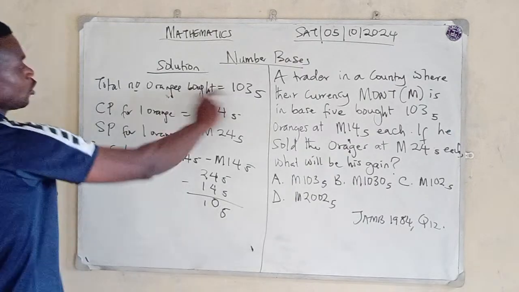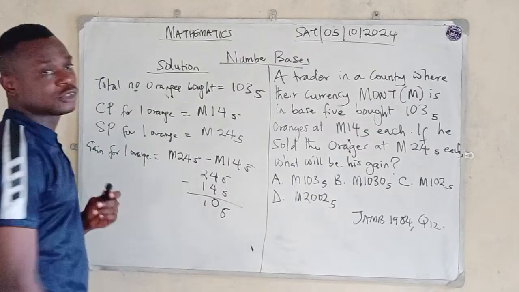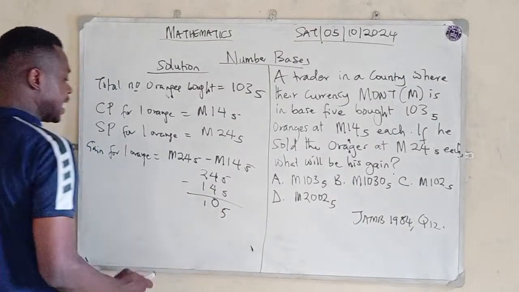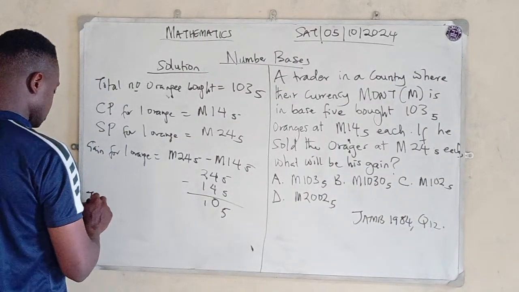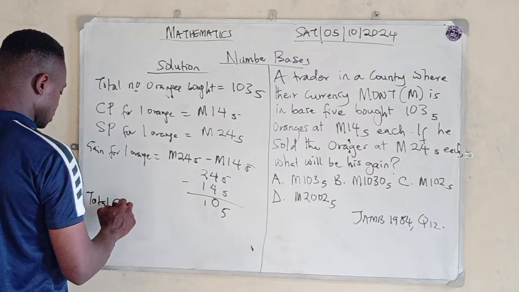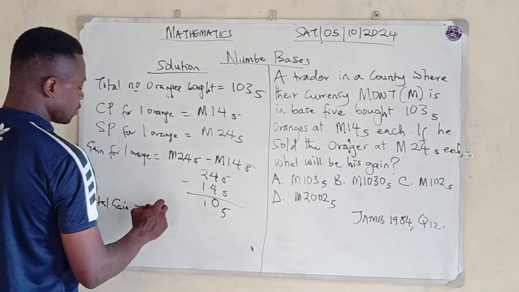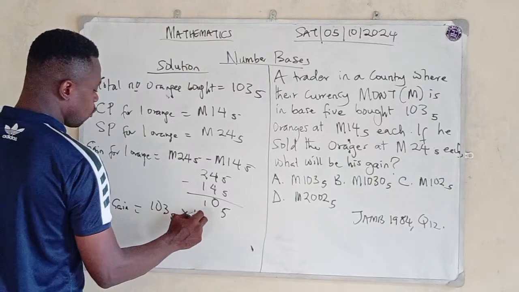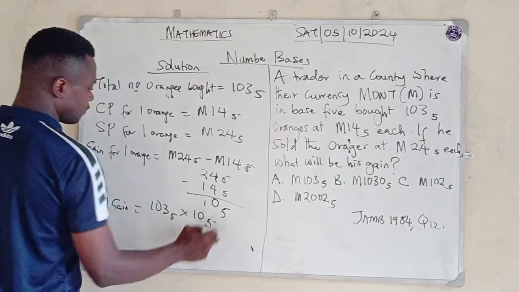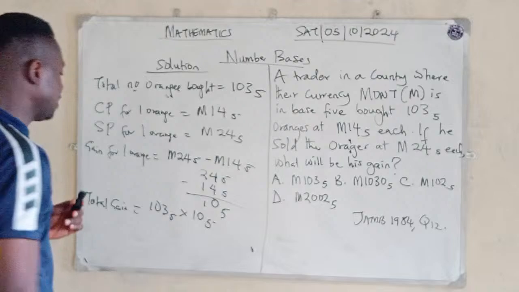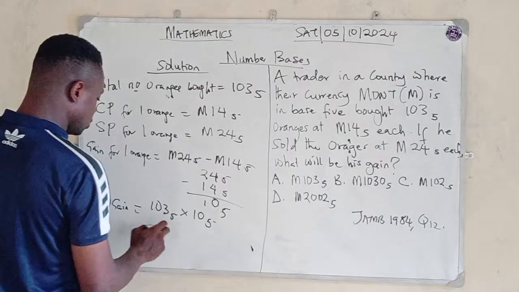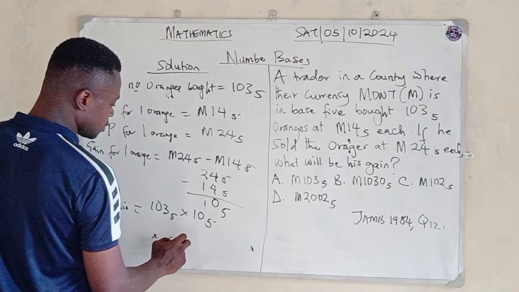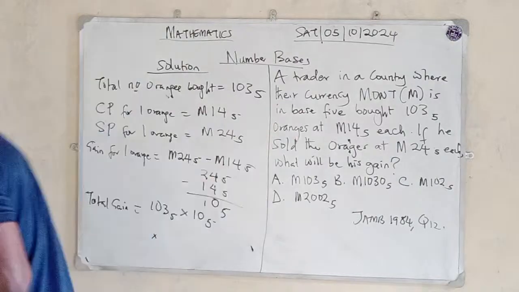But we have a total of 103 to base 5 oranges. So the total gain is equal to 103 to base 5 times 10 to base 5. So let's now multiply. We have what? Let me start from.